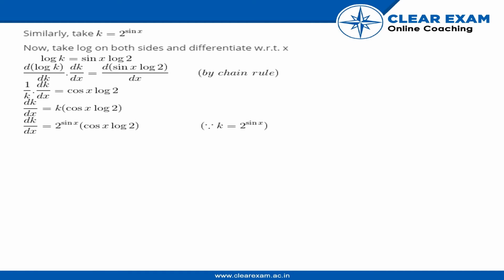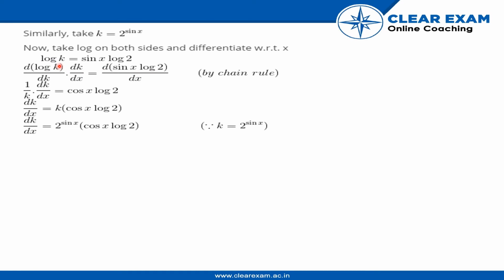Similarly, let's suppose k equals 2 to the power sin x. Hence, taking natural logarithm on both the sides, we get log k equals sin x log 2. Hence, taking differentiation on both the sides, we get d by dx of log k equals d by dx of sin x log 2.